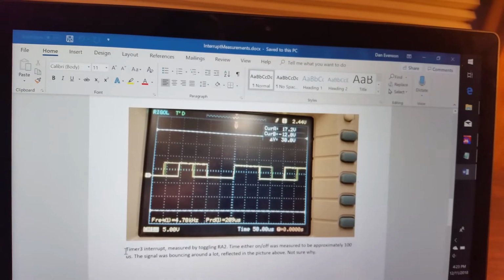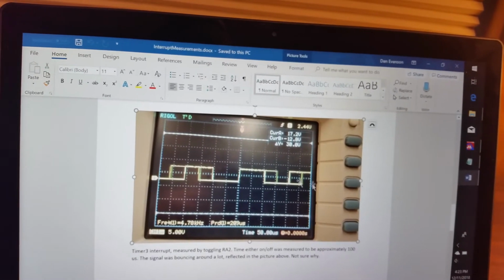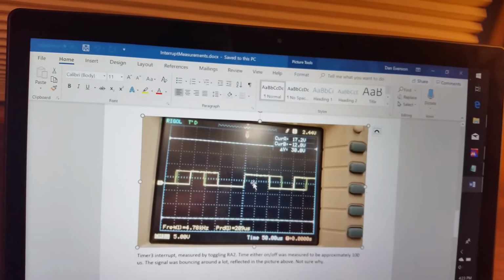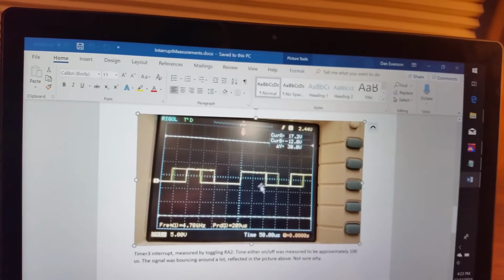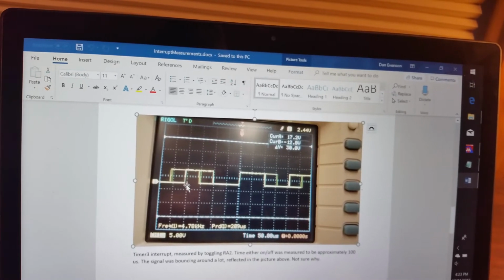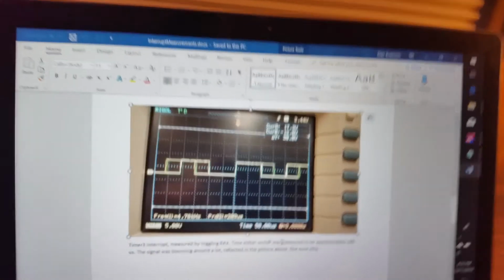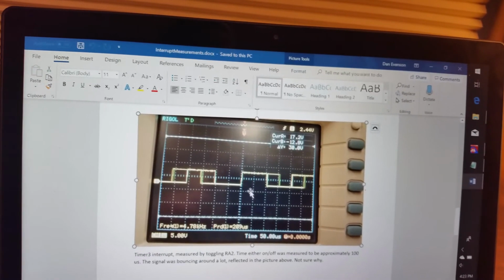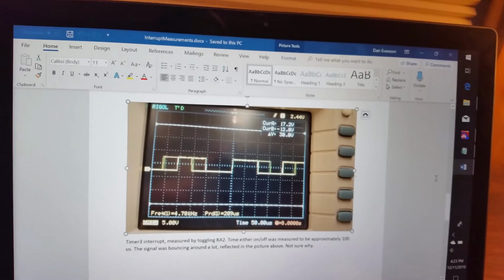Timer 3 interrupts was measured by toggling RA2. This one gave me a really goofy waveform. It kept bouncing back and forth between these two spots here, so it was either measured from this line to this line, or from this line to this line. I could not understand why it was bouncing back and forth, but it was meant to measure 100 microseconds.